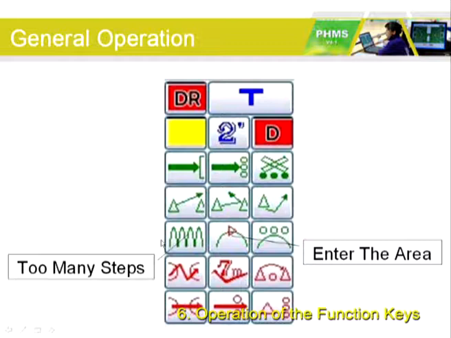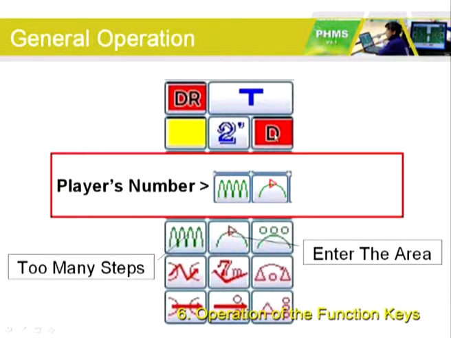Let's move on with the 2 functions here. We notice that there are 2. One of them is too many steps, and the other one is enter the area. They are very easy to operate. Only 2 steps: the attacker's number and the function keys. It's the same as the procedure for the fouls. It's only the player's number plus the function keys.